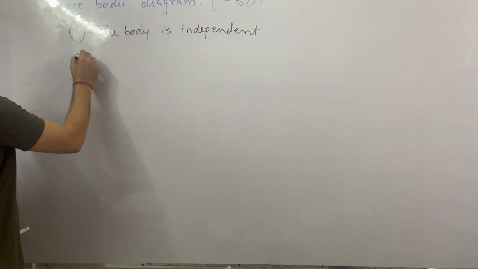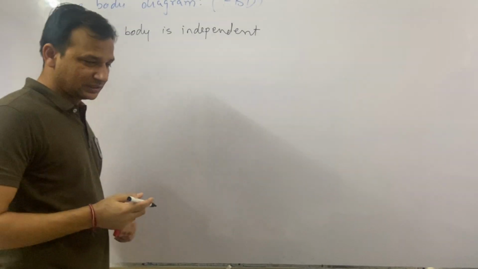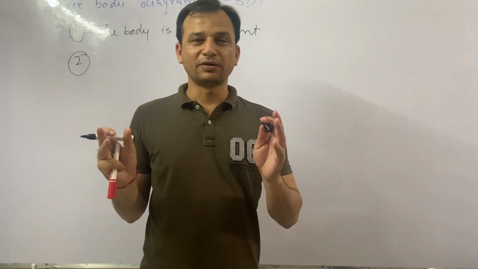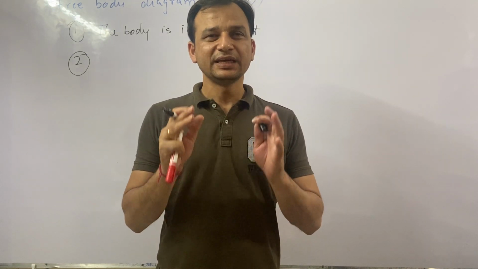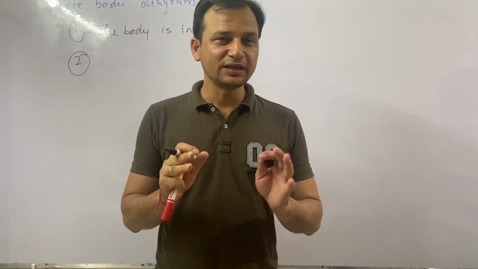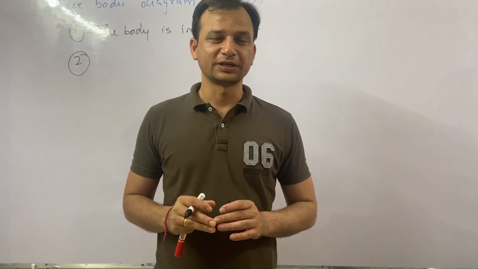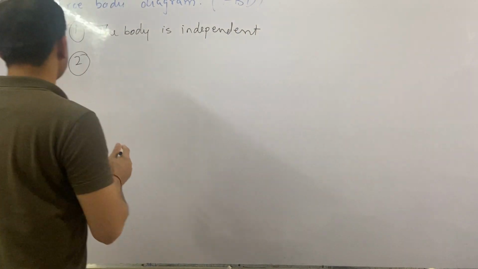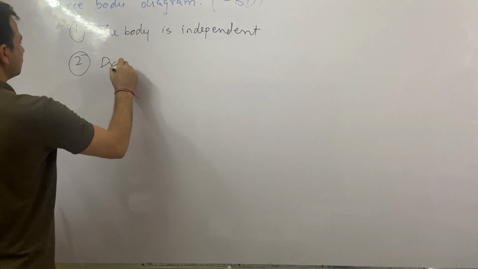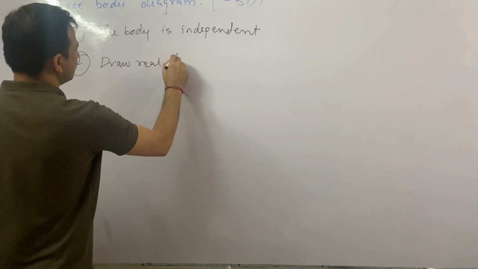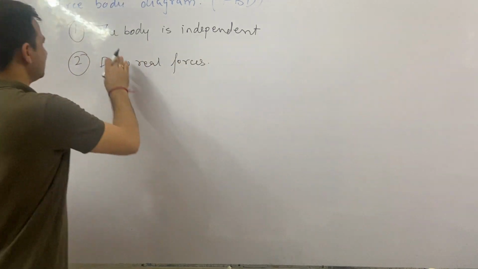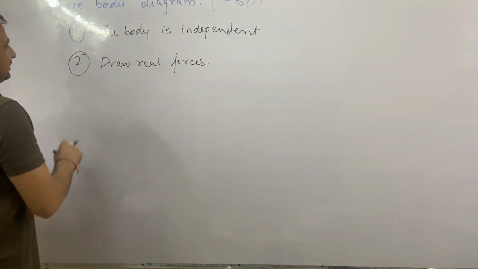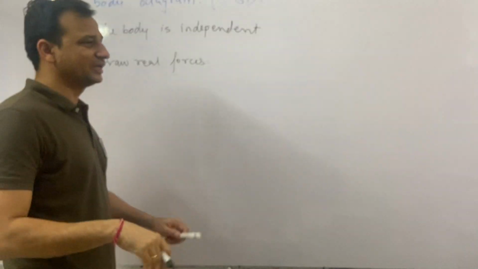And the second point is, in case of drawing free body diagram, we draw only and only the real forces which are acting on the body. So draw real forces. So when I say the body is independent and draw real forces, what do I mean by that?